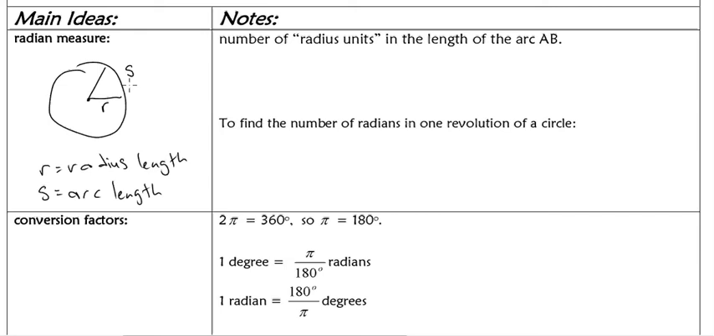So we have the number of radius units in the length of an arc, AB, and if we think through, well, hey, if this is a radius right here, and we know what the length all the way around a circle is, that's the circumference, right? And circumference is equal to 2 times pi times r. And so this whole length all the way around is 2 pi r.